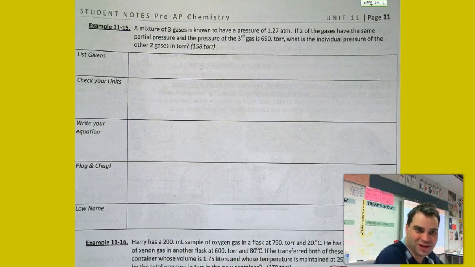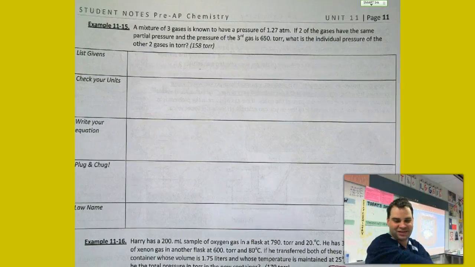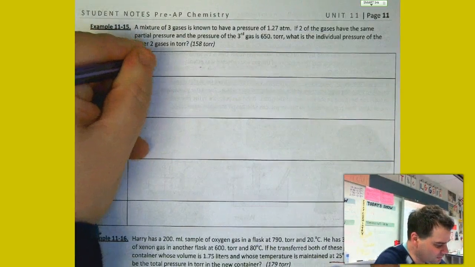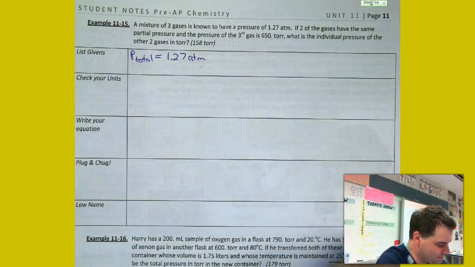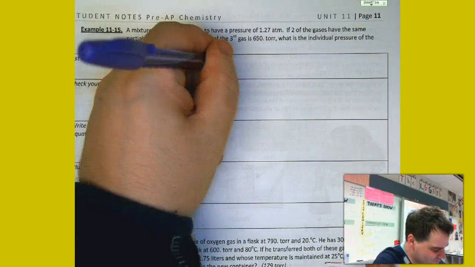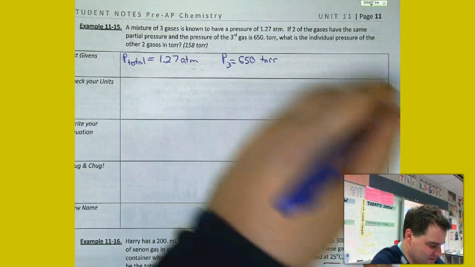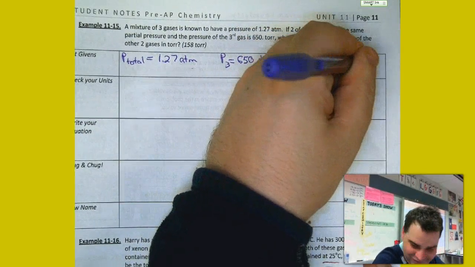Okay, a mixture of three gases is known to have a pressure of 1.27 atmospheres. If two gases have the same partial pressure, and the third gas is known to be 650 torr, what is the individual pressure of the other two gases in torr? Well, here we know that P total is equal to 1.27 atmospheres. We know that the third partial pressure is 650 torr. And we know that pressure 1 and pressure 2 are equal to something in torr.